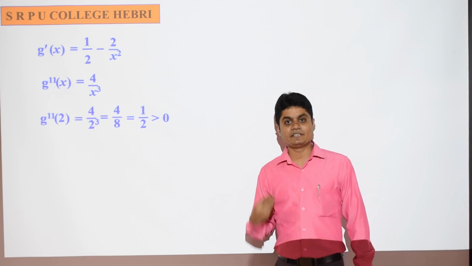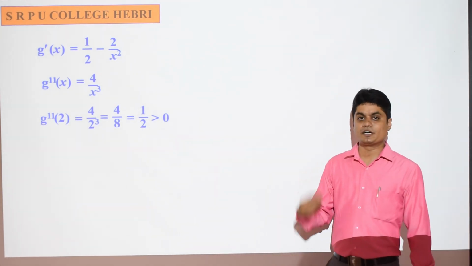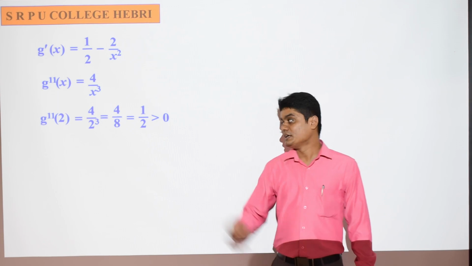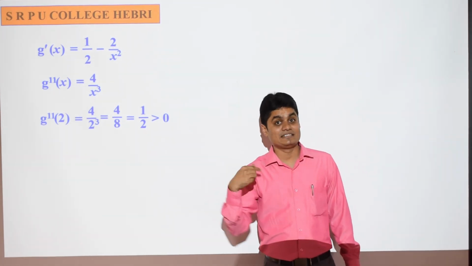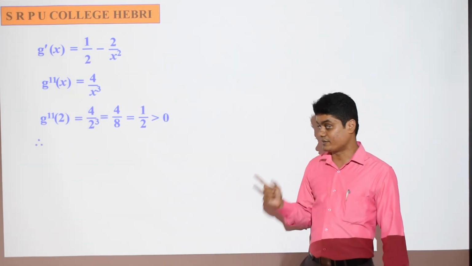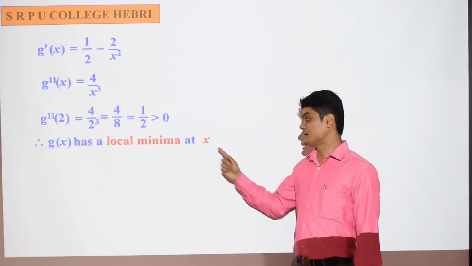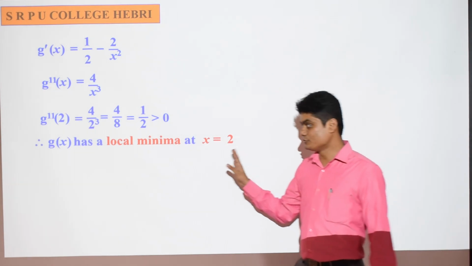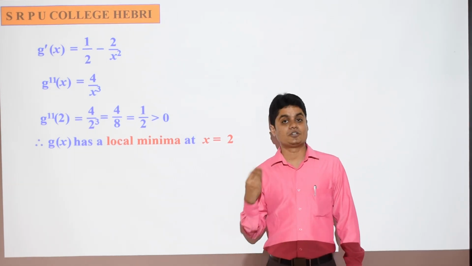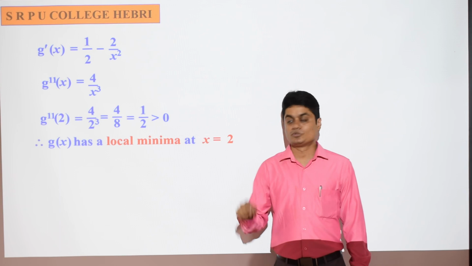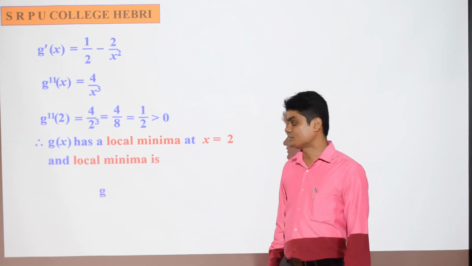Do you remember, if the second order derivative is positive, then the function has a maximum or minimum? Greater than 0 is a minimum, less than 0 is a maximum. So we can write g of x has a local minimum at x is equal to 2. See, this is not enough. The question is to find the minimum and maximum value. So what is the local minimum of this function?